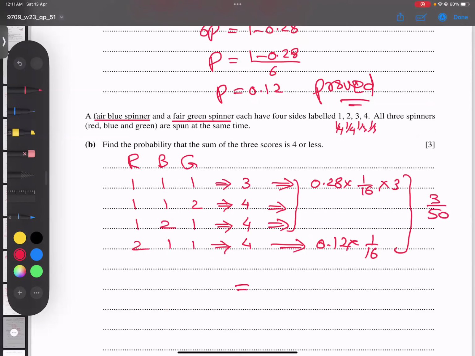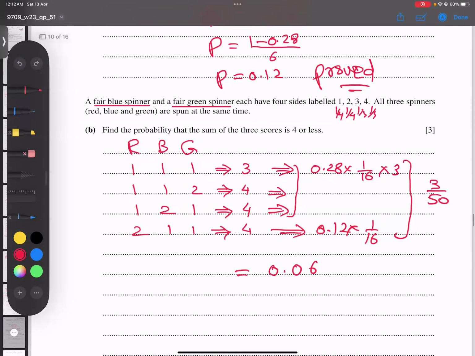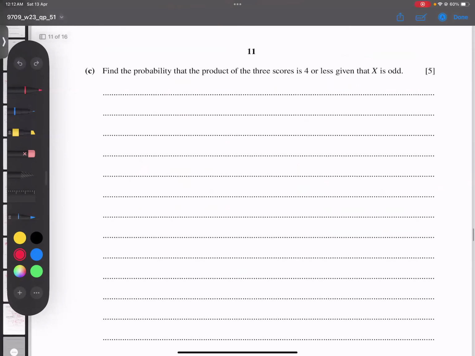In decimal format, it is coming 0.06. And I believe you got the point. Why do I multiply this by 3? Because this probability is the same, this probability is the same, and this probability is the same. I think you got my point. So let's go for the next question.